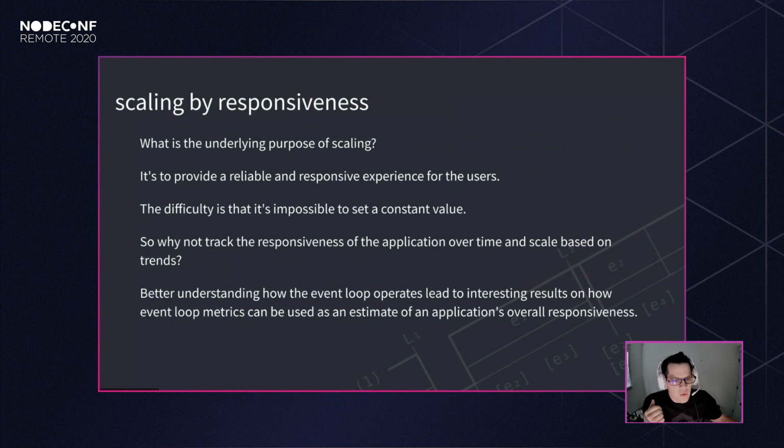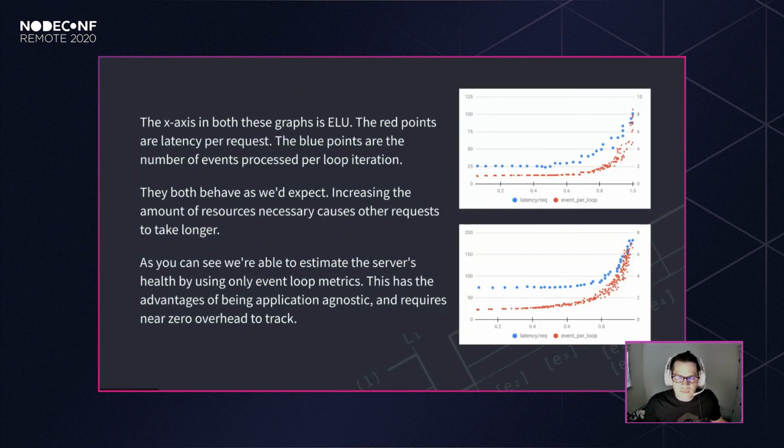So then why is it that we don't scale by responsiveness of the application instead of by CPU usage? CPU usage is just sort of an arbitrary value, like CPU of 80%. We're just hoping that around 80% things will get bad enough that we have to scale. But we're now able to do something better.